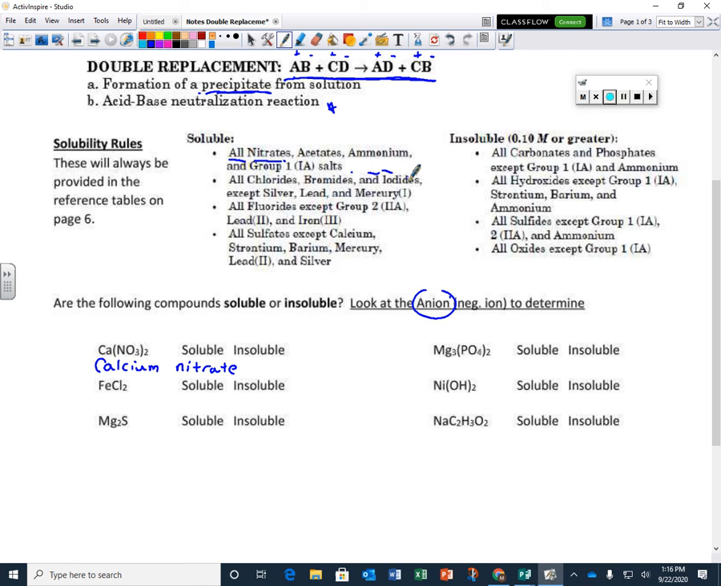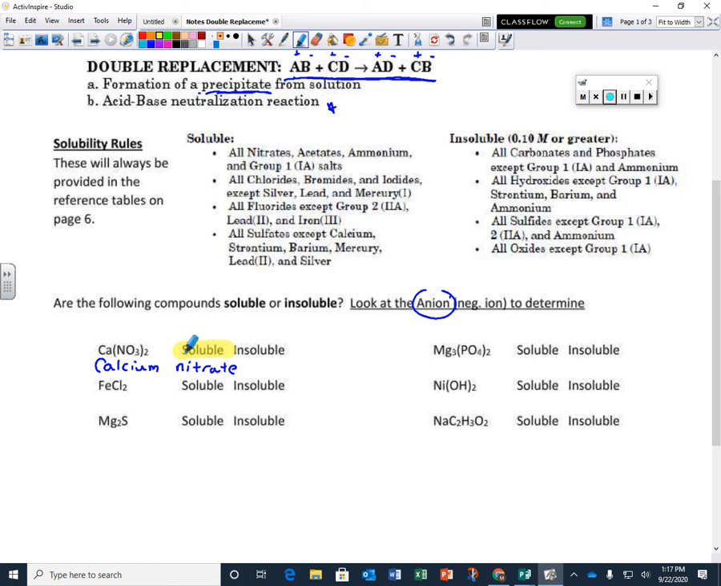You can see here on the second rule, it says all chlorides, bromides, and iodides are soluble except, but there are no exceptions for nitrates. All nitrates are soluble no matter what. So we would say our calcium nitrate here is soluble. It is not going to precipitate in a chemical reaction.